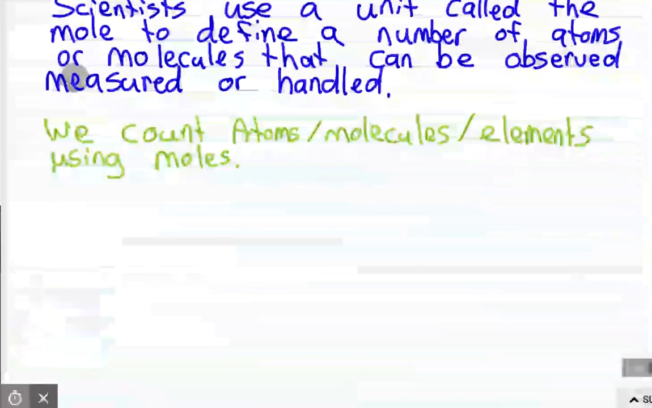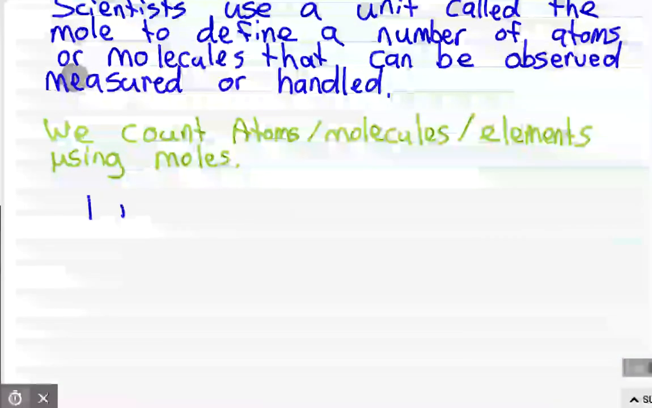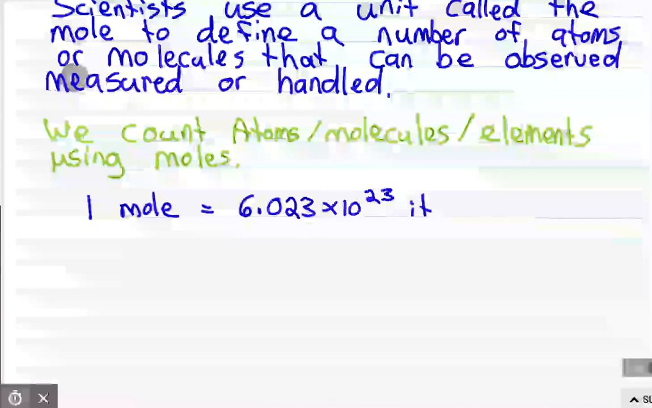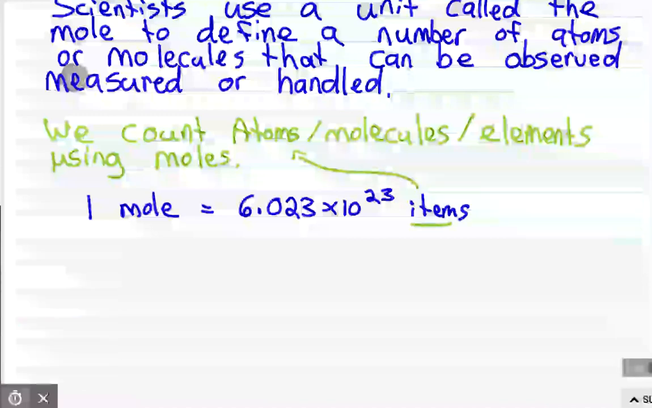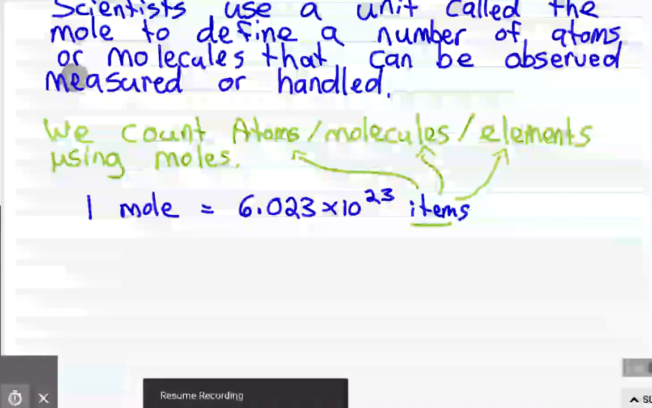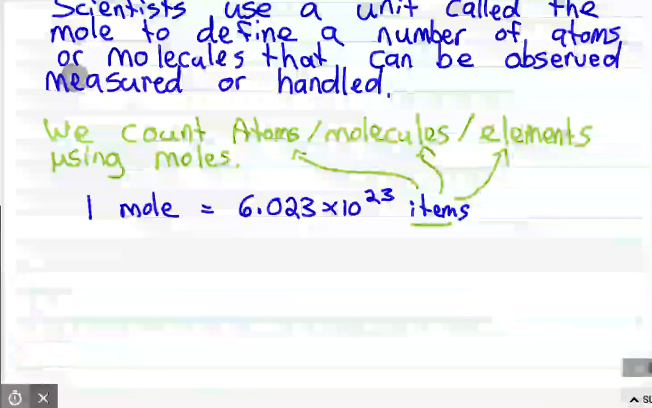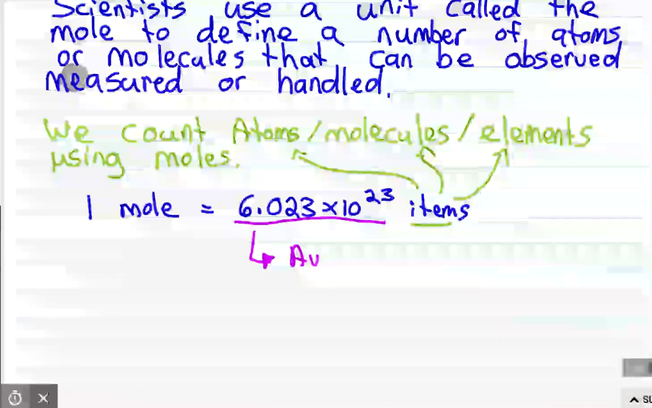When we're talking about the mole, we say that 1 mole equals 6.023 times 10 to the 23 items. And so the items can be atoms, molecules, or elements. This number, 6.023 times 10 to the 23, right here, is called Avogadro's number.